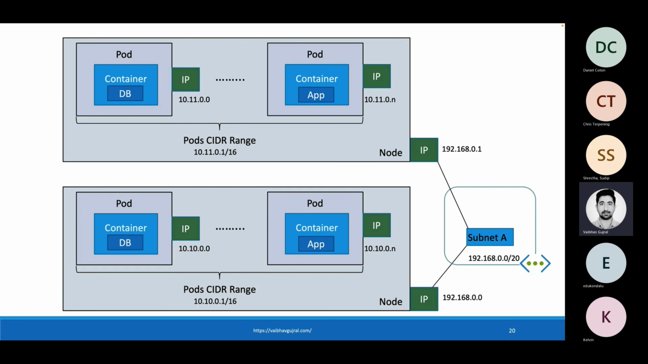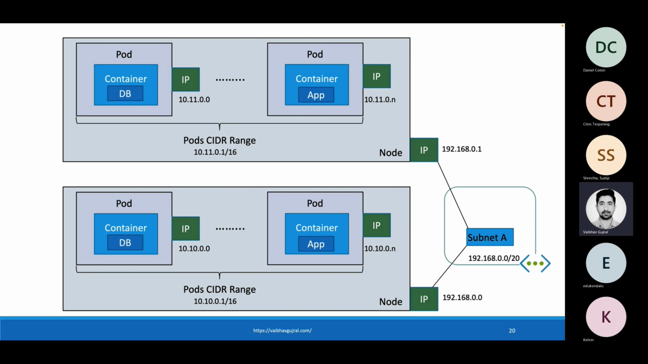So if I have multiple nodes running in my cluster, each of those nodes will get an IP address from the subnet range, but each of those nodes will define their own CIDR range for their pods, and the pods running inside that node will get IP addresses from only that CIDR range. So any challenges that you see here? Now all the pods, let's say running in the first node, will be able to talk to each other.